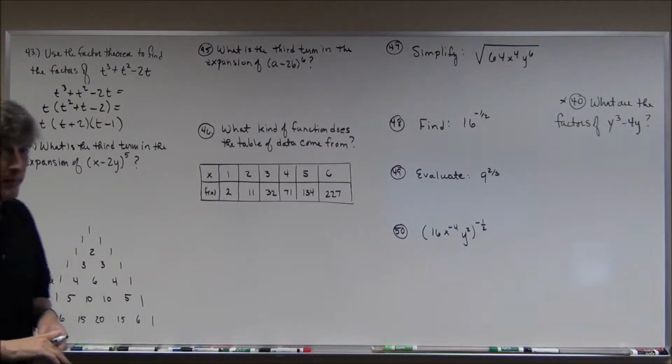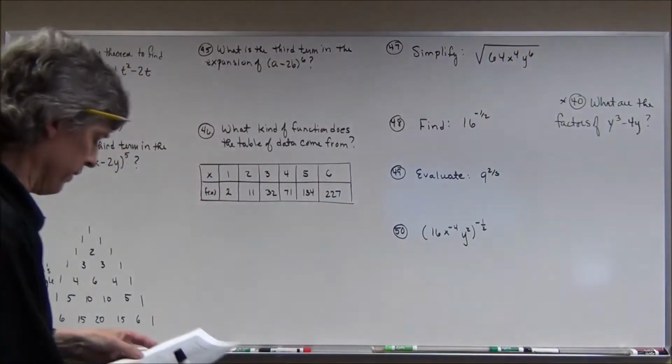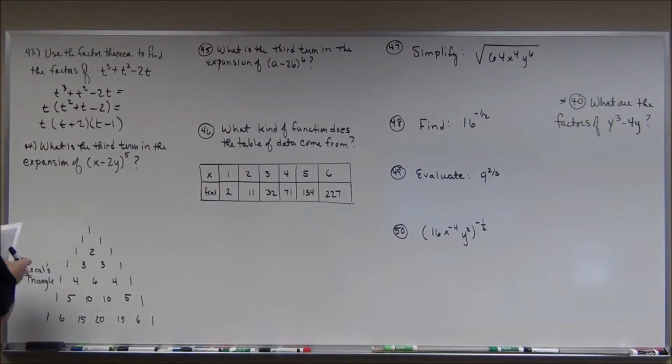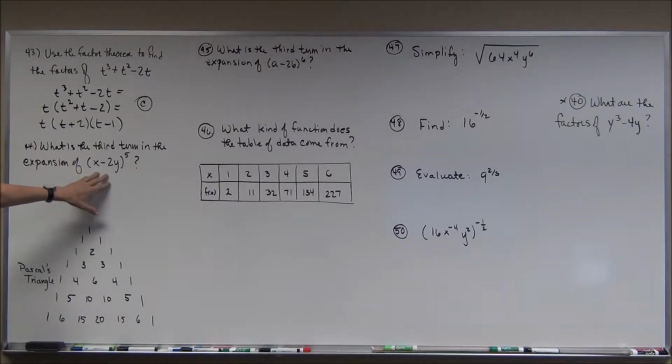So, of course, I don't have my paper in my hand. Let me grab that. According to the paper here, I think I have just found, yes I have found answer C. Okay, what is the third term in the expansion of x squared minus 2x quantity to the fifth power? Excuse me, x minus 2, let's try that again. The quantity x minus 2y quantity to the fifth power.